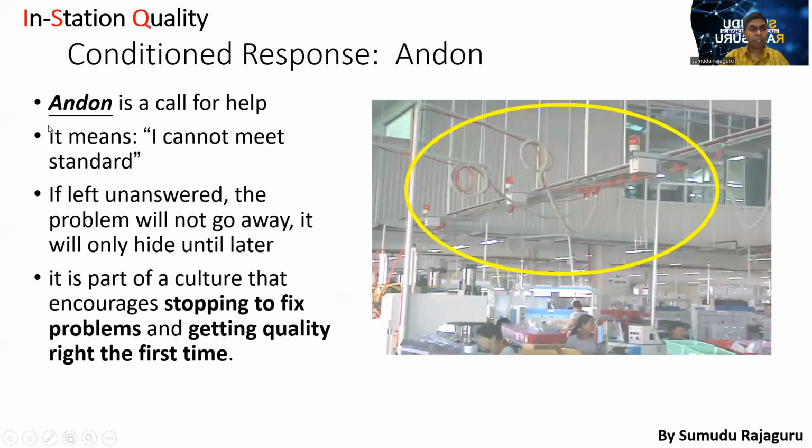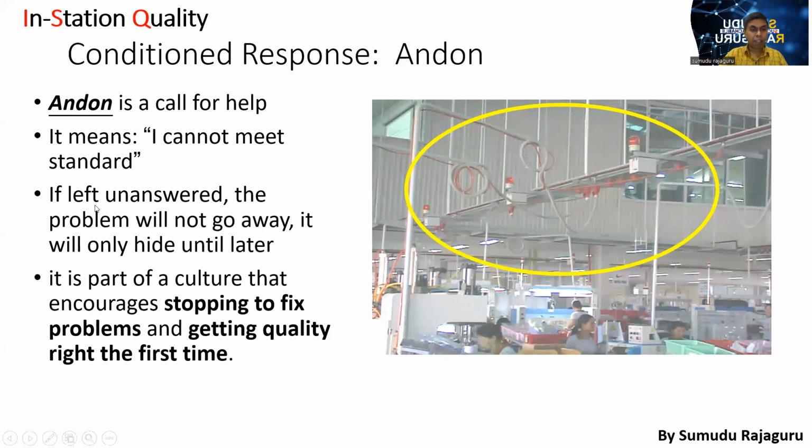Then when we consider andons, you can see the orange color light and red color light. Those are kinds of andon. Andon is a call for help. It means I cannot meet the standard. For example, if an operator switches on the andon, that operator is asking for help, telling the supervisor, I cannot meet the standard, please give me support. That is the meaning given by the andon. Andon means audio-visual mechanism.